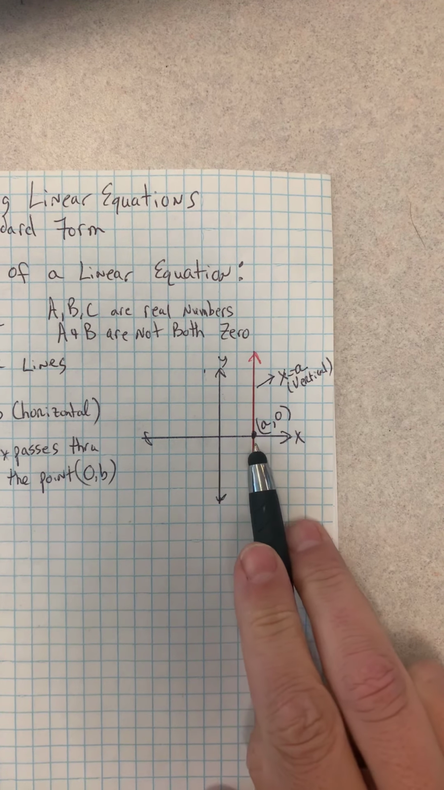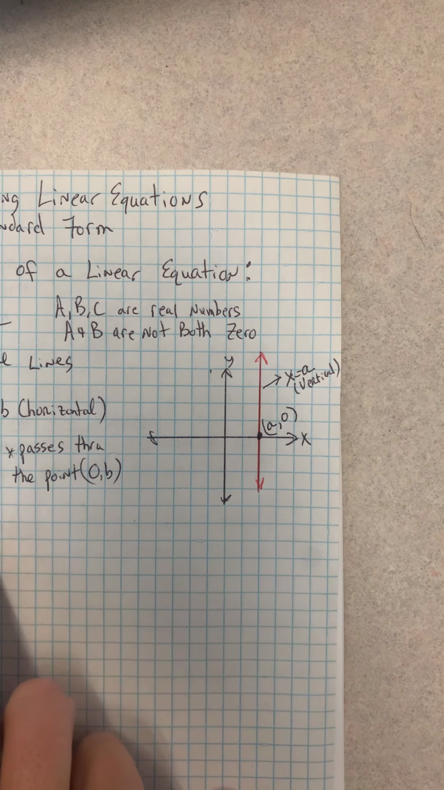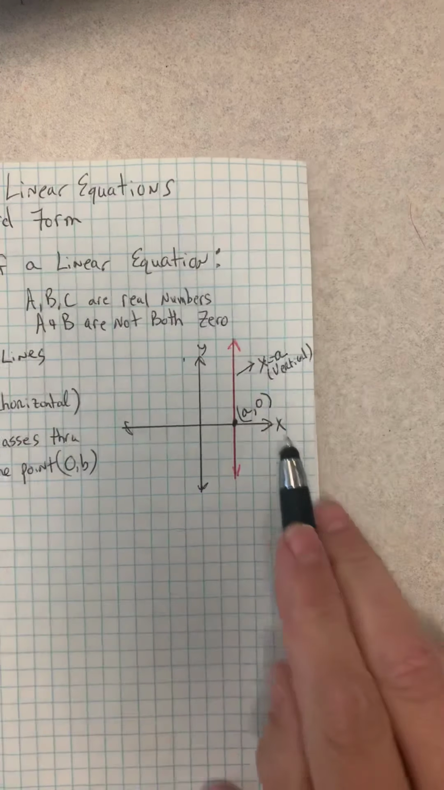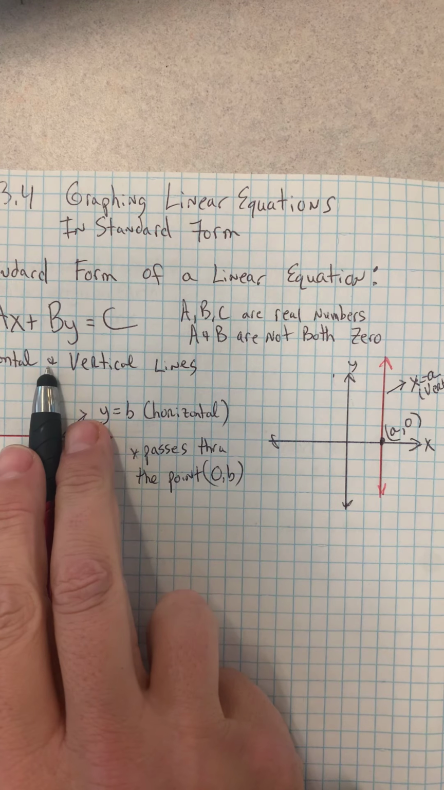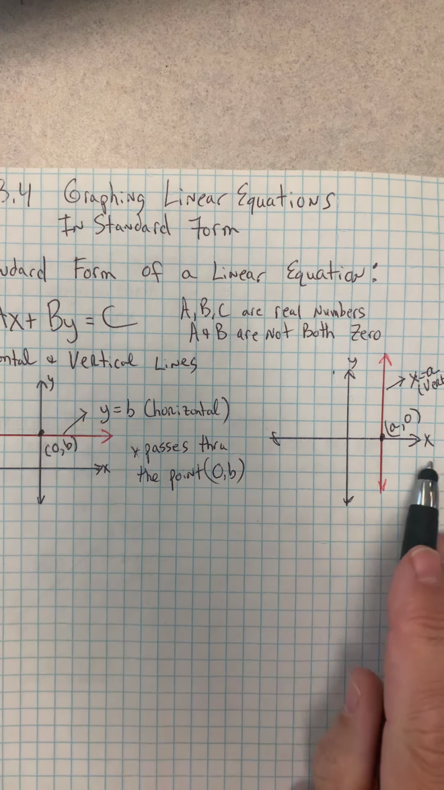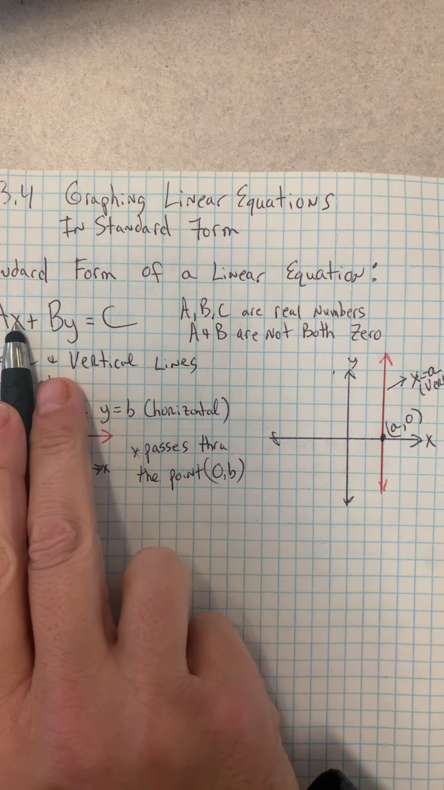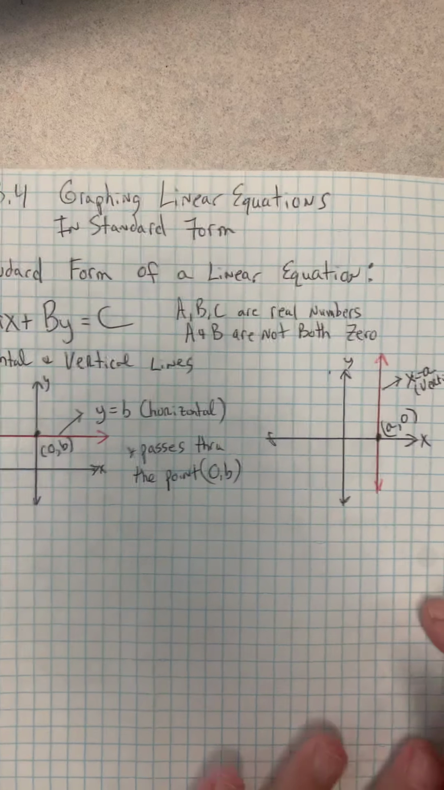I mean, I can see on the graph it's 2, 0. This would be the line x equals 2. Over here, this is where y is 2, would be the line y equals 2. And hopefully it's making sense. If you go back to standard form here, if your y is 0, that will go away and you have x equals something. And that's what we have right here.